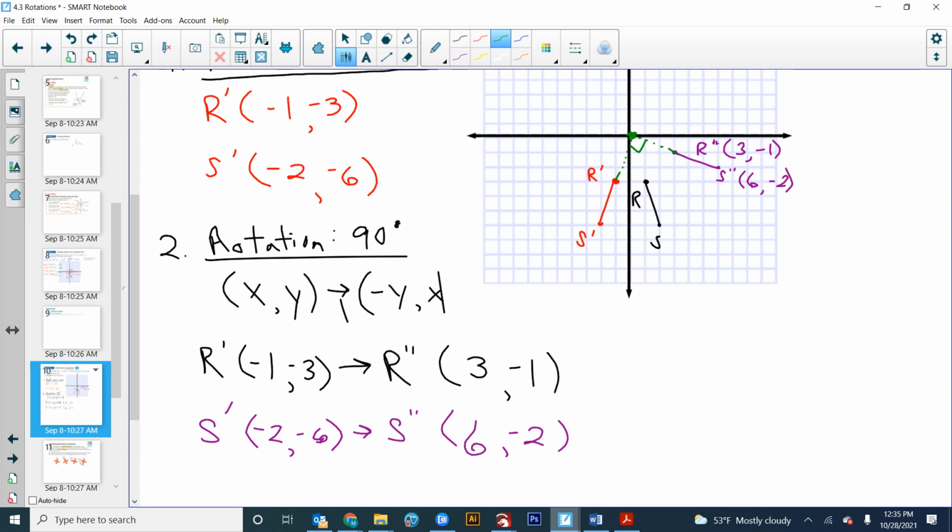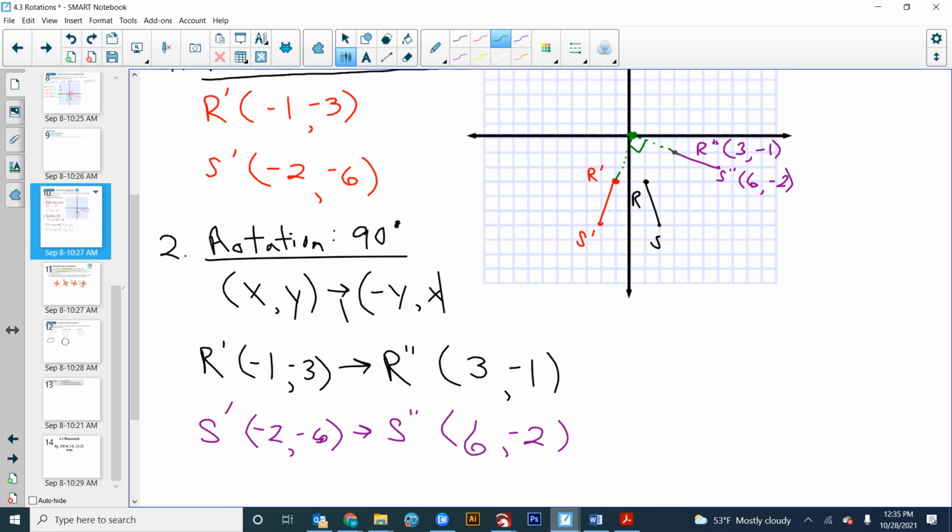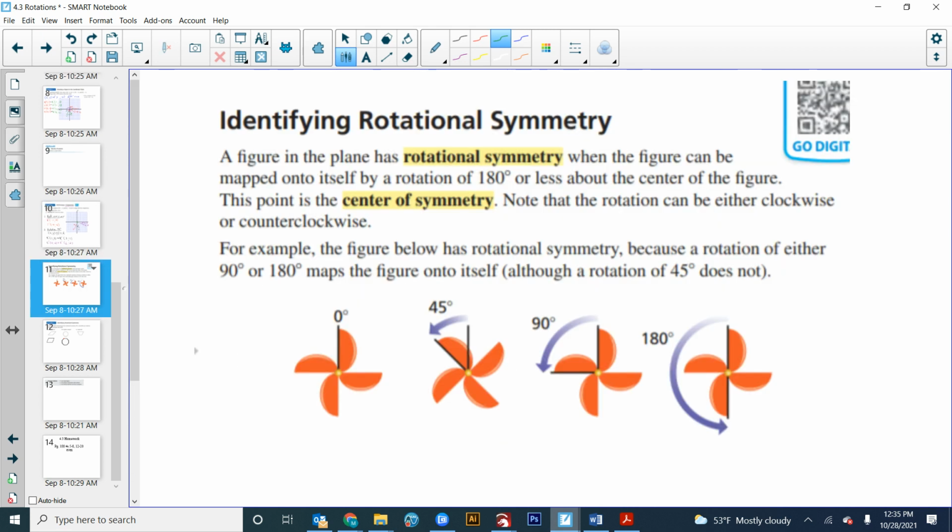All right, awesome. Last 2 slides. Identifying rotational symmetry. Okay.